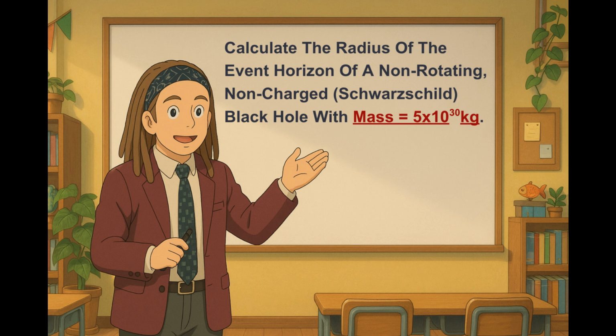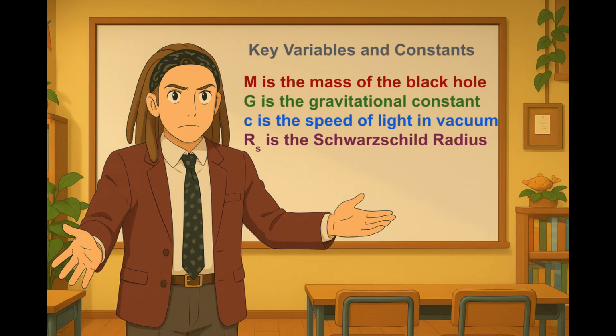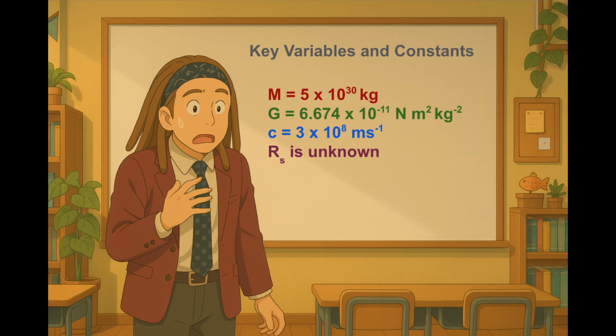Now, let's identify our key variables and constants. We're given the mass of the black hole, m, as 5 times 10 to the power of 30 kilograms. This is the enormous concentration of mass that creates such immense gravity.